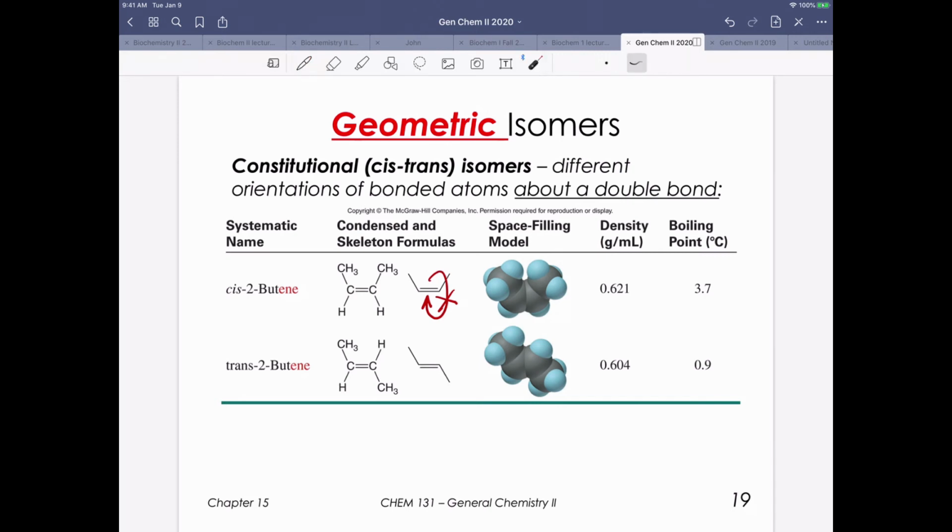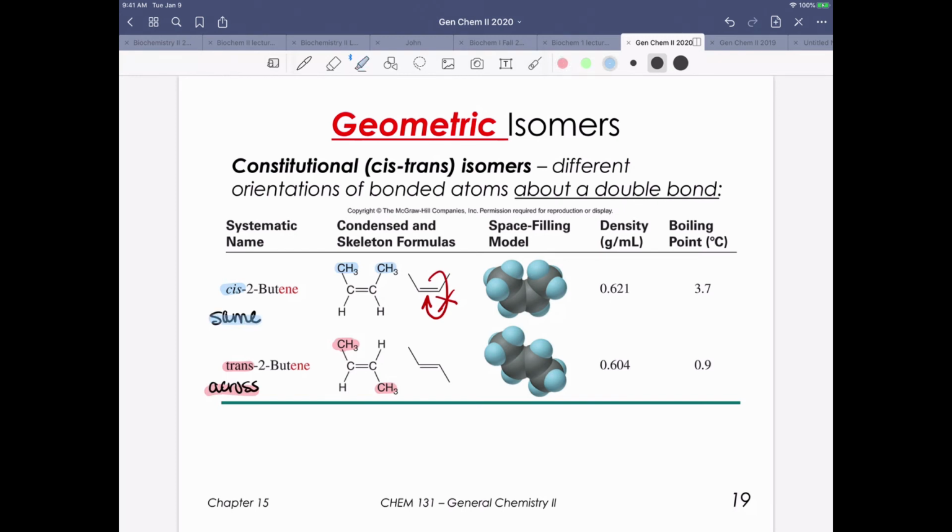And they have specific names. I do want you to know these names. It's just these parts that are highlighted here. Cis means same, so we have our big groups on the same side, or you could think about it as the hydrogens on the same side. Trans means across. So in this case, we have our big groups across from one another.